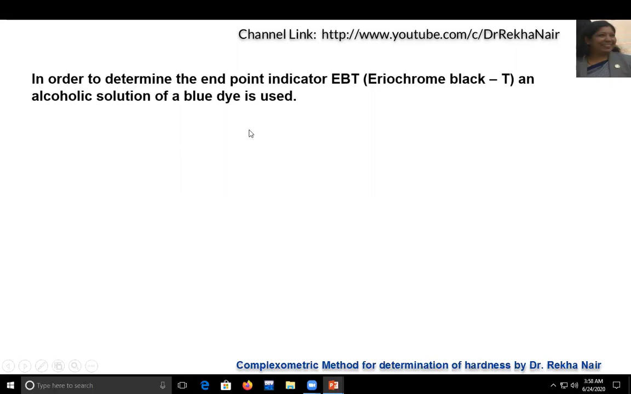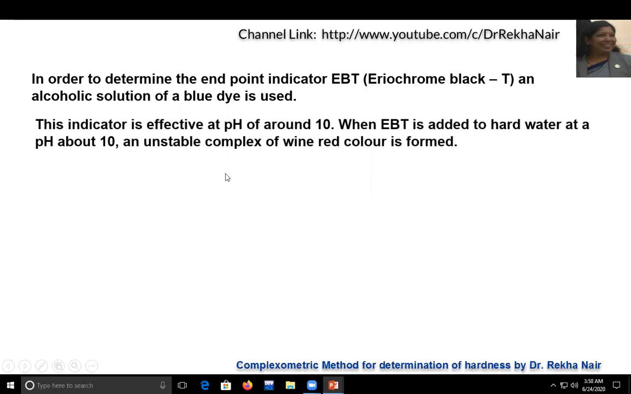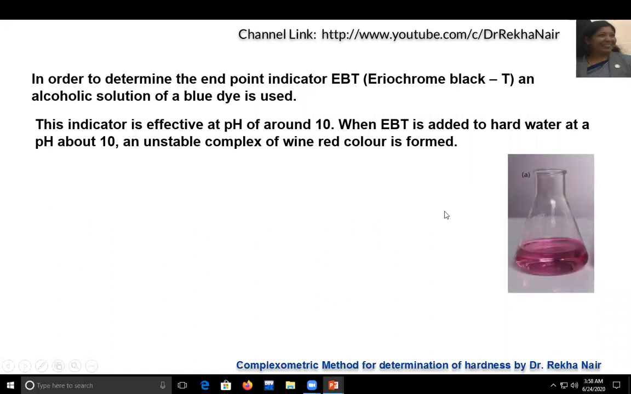In order to determine the endpoint, we use the indicator EBT, that is Eriochrome Black T, which is a blue colored dye, and this is soluble in alcohol. This indicator is effective at a pH of around 10. So we need to maintain a pH of 10 in order to get the color change. So we'll be preparing a buffer solution to maintain a pH of 10.